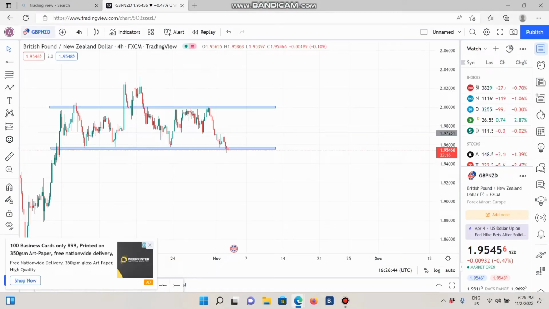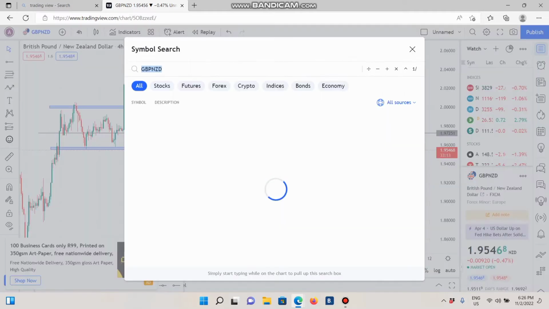Which pair should I use? The most famous pairs. Sorry, I have a bad internet connection, but that's good. Let us use USD CAD.